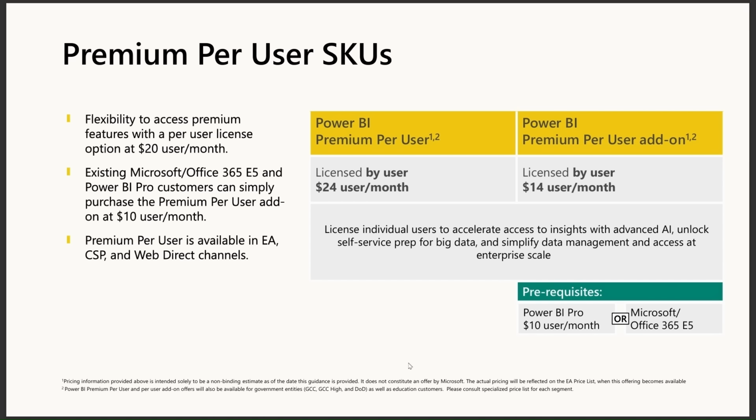So there are two versions of PPU: a full standalone license for $24 per user per month, or an add-on for $10 if users already have Power BI Pro or Microsoft 365 E5. This flexibility makes it easy to mix and match based on who needs advanced capabilities, and it's available for commercial, government, and education customers.